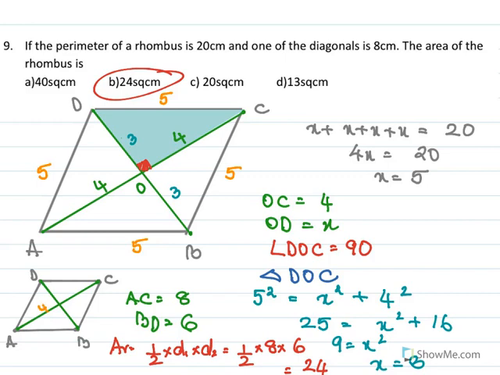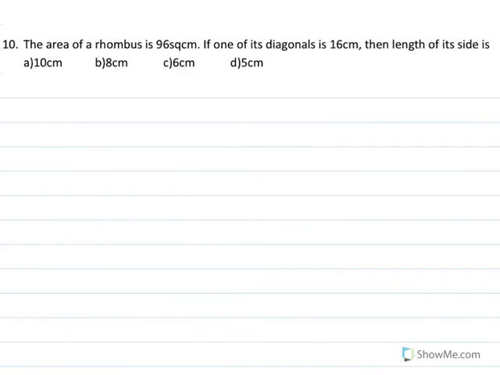Remember, this is here 4 and 4. This is 3 and 3. So one diagonal is 8 and the other diagonal is 6, and the formula is half D1 into D2. This is the formula of the rhombus.